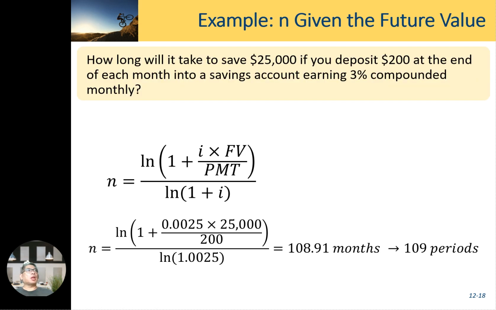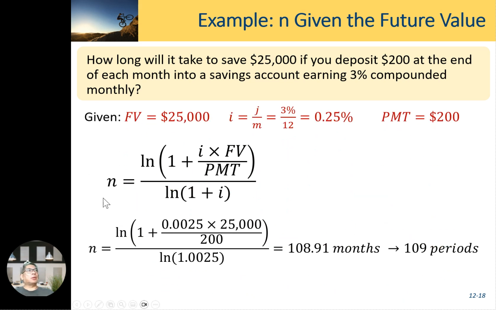When we put in the logic, we have to think: how long will it take to reach $25,000 if you deposit $200 at the end of each month into a savings account earning 3% compounded monthly? So given $25,000 is your future value, I have 3%, which is coming from here, divided by 12, you get 0.25, and PMT is 200. Then you plug in that number, and you're going to get 109 periods, okay?